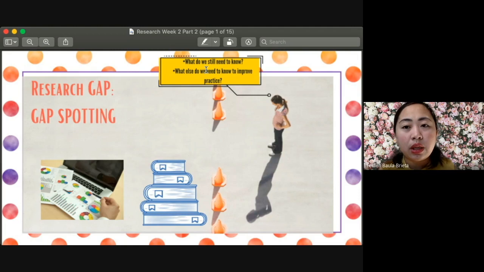So after reading different sites, after reading different journal articles, you have to ask yourself, what do we still need to know about this topic? What else do we need to know to improve the practice? For example, if we want to focus on a specific practice in pharmacy. Based on the picture here, there is a big gap that you need to fill in. You need to bridge it. As a researcher, it is your responsibility to do so.